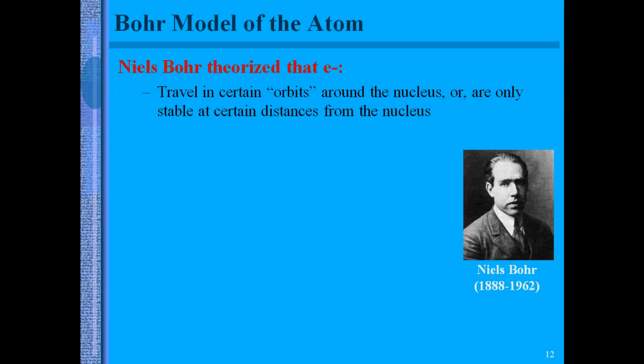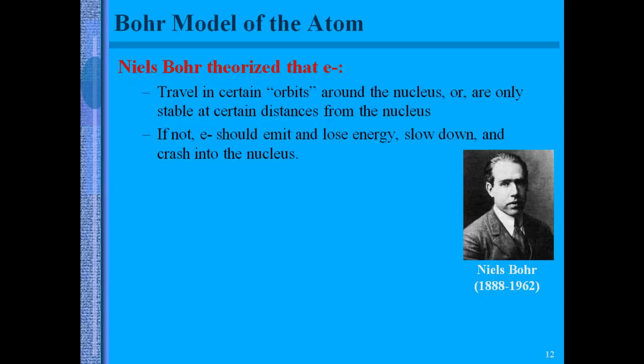You used to learn the Bohr model had like these rings around the nucleus. That is true in the sense of energy. Each electron will be in a certain energy level, which is a certain distance from the nucleus. But that does not mean those electrons stay in very specific circular paths around the nucleus. If the electron did not stay in this specific energy level, the electron would emit or lose energy, slow down, and eventually crash into the nucleus.